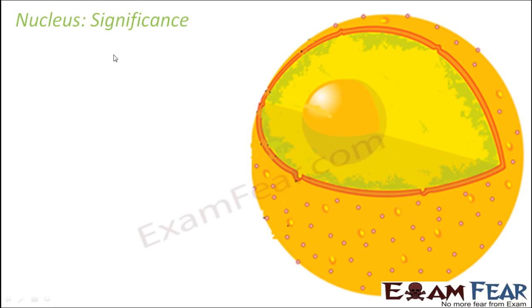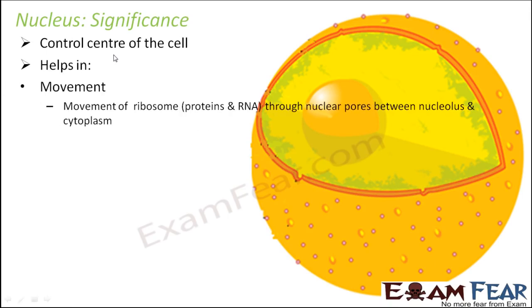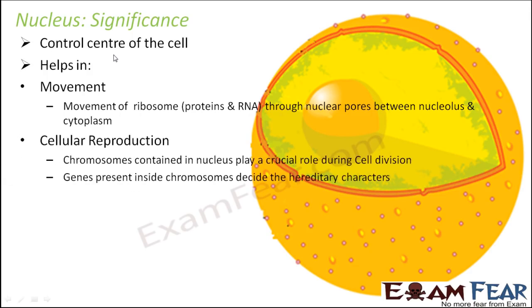So now that we have discussed the different parts of the nucleus, their structures and how they perform their function, let us quickly look at the significance of the nucleus. These are the control center of the cell, helps in movement. When we say movement, it is talking about movement of ribosome, proteins and RNA through nuclear pores between nucleolus and cytoplasm. So exchange of materials happens through nuclear pores.